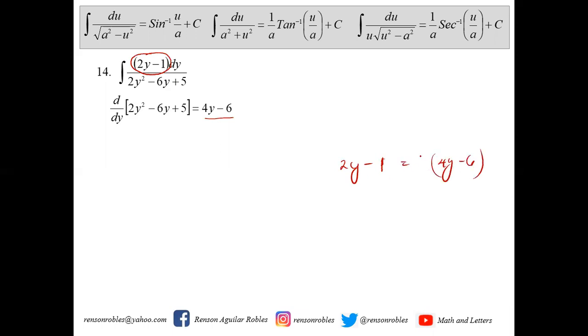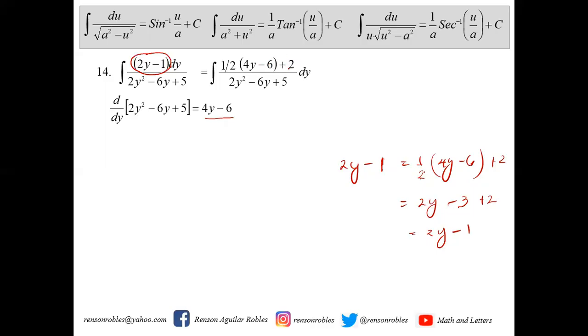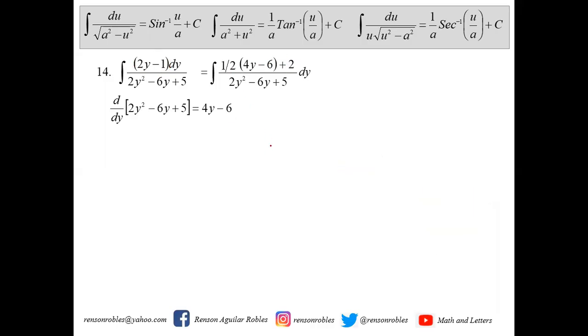To make this 2y, I shall multiply this by 1/2. So I shall now have 1/2 times 4y, that's 2y. Then 1/2 times minus 6 is negative 3. And then we have here minus 1. To make it minus 1, I shall add plus 2, so that we can have now 2y minus 1. So we shall multiply this 4y minus 6 by 1/2, and then we add 2 at the end. So this 1/2 times the quantity 4y minus 6 plus 2 is still your 2y minus 1.